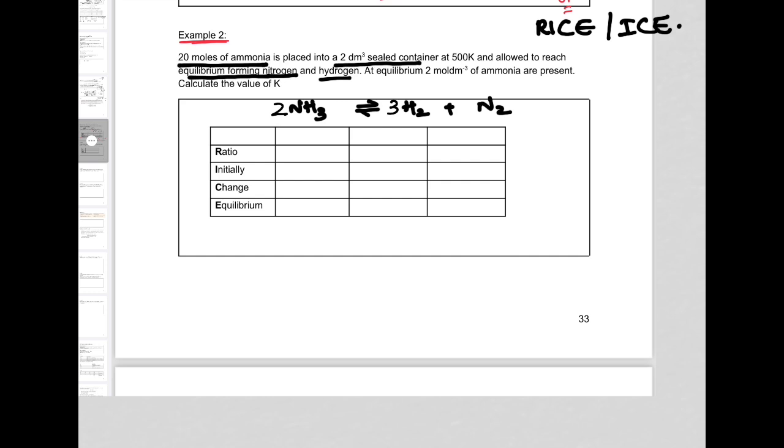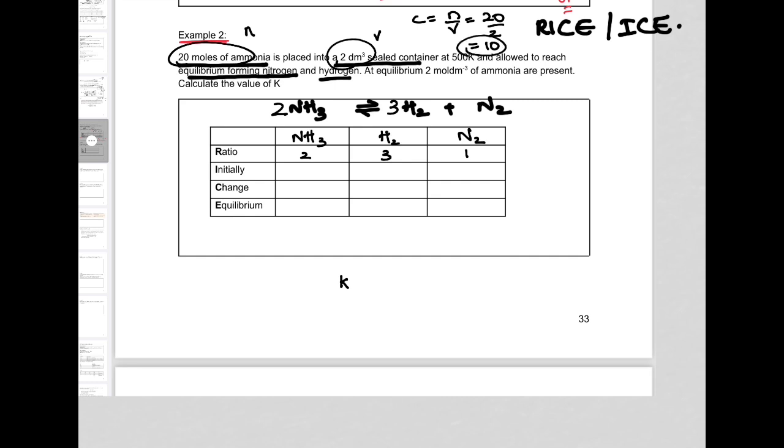Now it tells me that I have 20 moles of ammonia at 2 dm cubed. So I have the number of moles, I have the volume, and to find the value of K, I will need the concentration ratio of products to reactants. Concentration is number of moles divided by volume. So 20 divided by 2, that's 10. So I will fit in the chemicals here, and then the ratio 2:3:1.